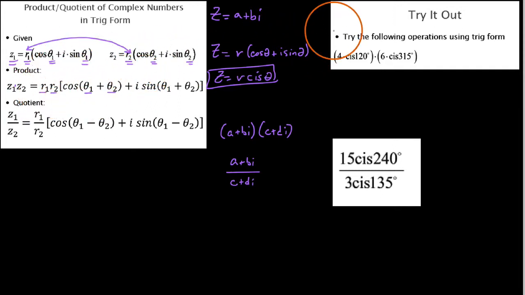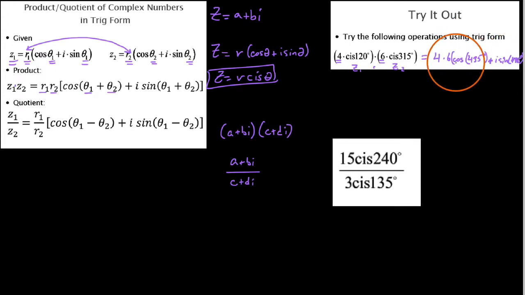To put this into practice, if I have two numbers here, we're calling this one z1 and this one z2. We already know their modulus values are 4 and 6. So according to this definition, we get 4 times 6, and then on the inside we get cosine of 120 plus 315, which when you add those together is 435. So we get cosine 435 plus i times the sine of 435.